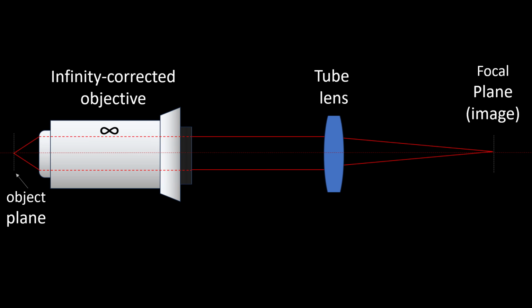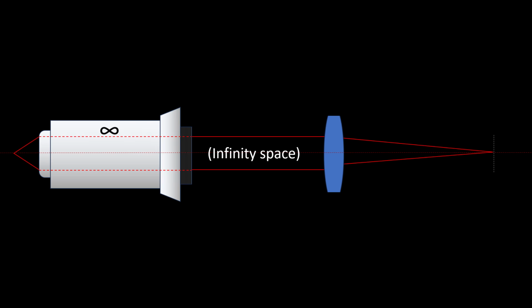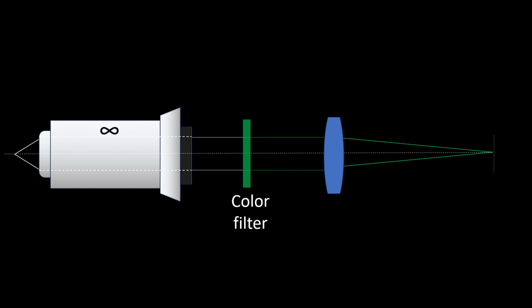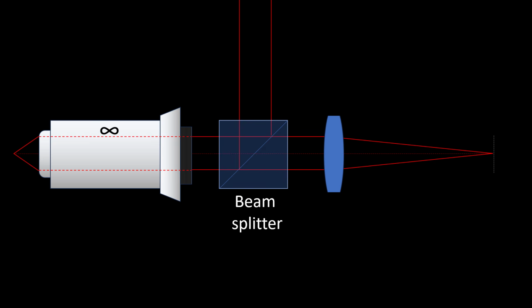Now, if we want to change the numerical aperture of this system, the easiest way to do this is by inserting a small aperture in the optical path, for example here. This area is called infinity space and it allows you to insert filters or beam splitters into the optical path of the microscope. And as long as these have flat and parallel optical surfaces, they don't introduce optical aberrations into the system.